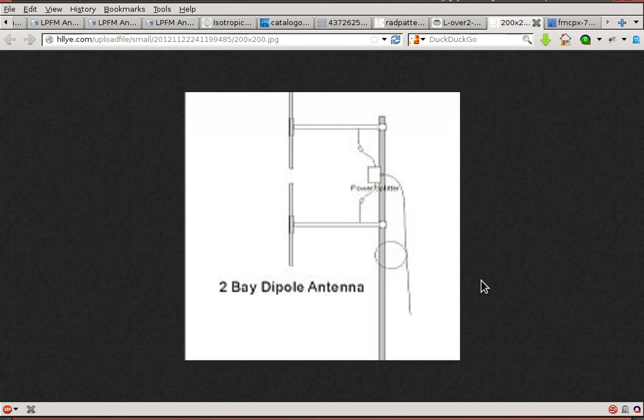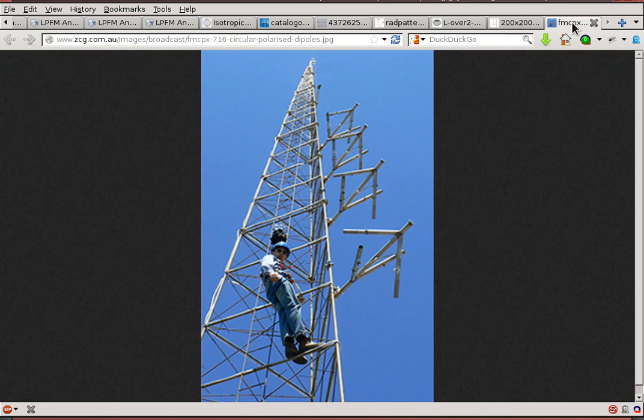And you can buy these antennas, and you can also buy antennas like this. This is a commercial 4-bay circularly polarized antenna. 1, 2, 3, 4. You can see this is on a massive tower, and this antenna can have an even flatter signal characteristic, more like a pancake than the single dipole or the double dipole, the 2-bay dipole. So these are the kinds of antennas.